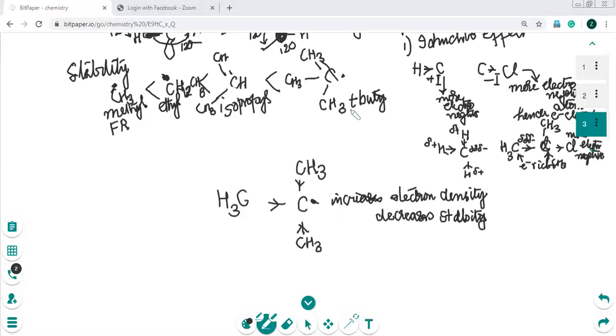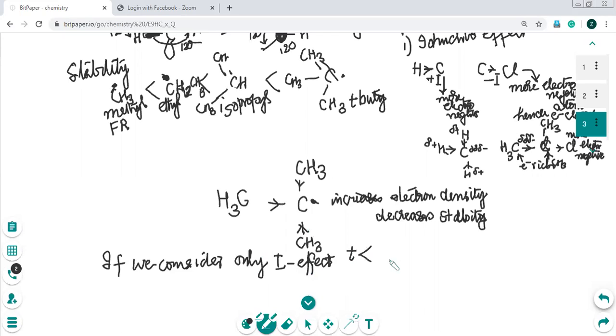Now, see here. Increase of electron density will decrease the stability, and therefore, if we consider only inductive effect, which is more stable? Tertiary will be less stable than secondary, less stable than primary, and less stable than methyl radical.